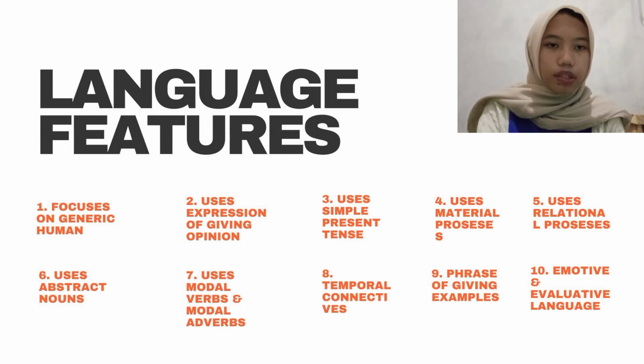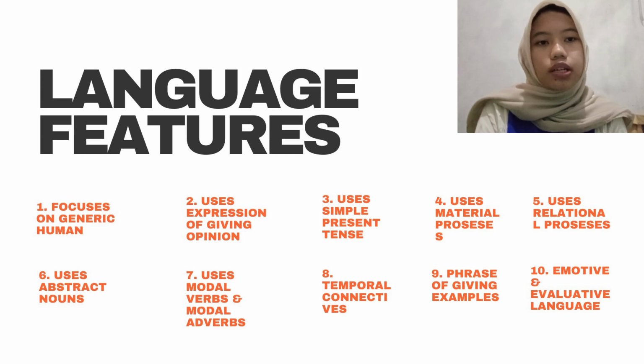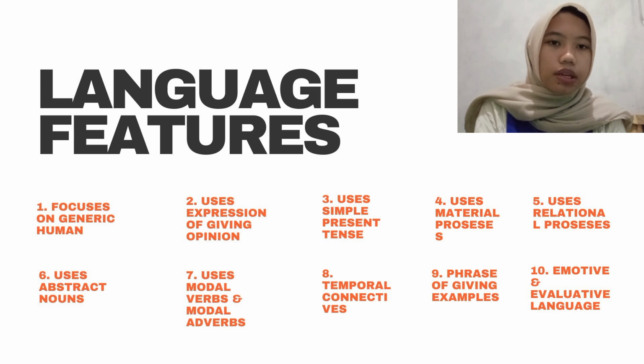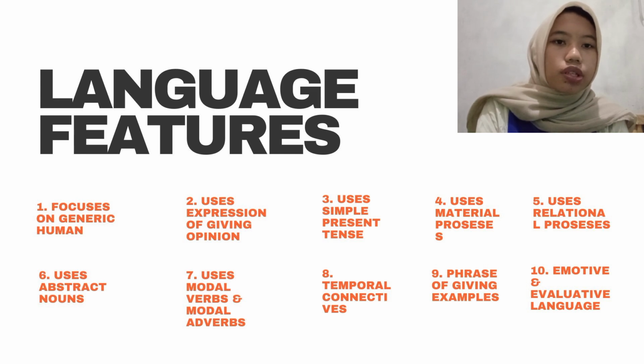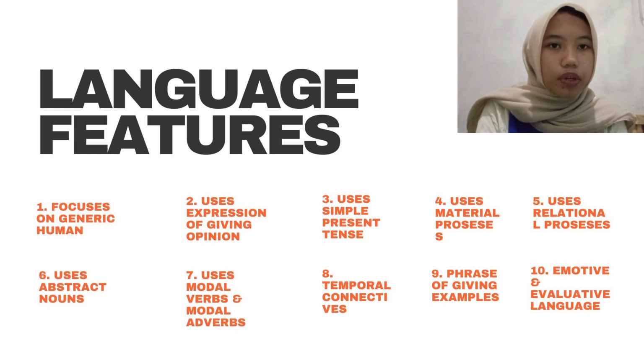Language features of hortatory exposition. A. Focus on generic human and non-human participants. B. Use expressions of giving opinions, such as expressions to show what the reader thinks or believes. C. Use simple present tense. D. Use mental processes to state what the reader thinks or feels about the issue. Mental processes include thinking verbs.